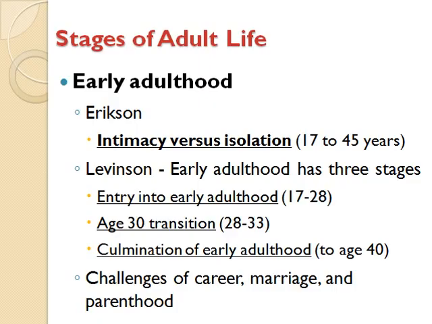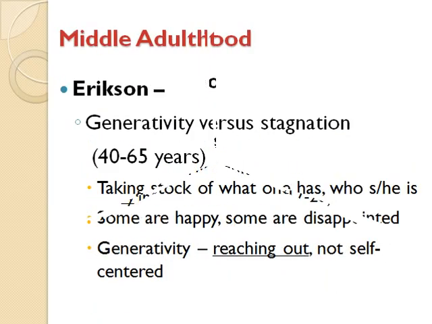Middle adulthood, generativity versus stagnation, from 40 years until 65 years. Taking stock of what one has, who he or she is. When they have a review, when they have a flashback, some of them are happy. They feel that they have lived a happy, contented life. They have done something meaningful in life, whereas some are disappointed.